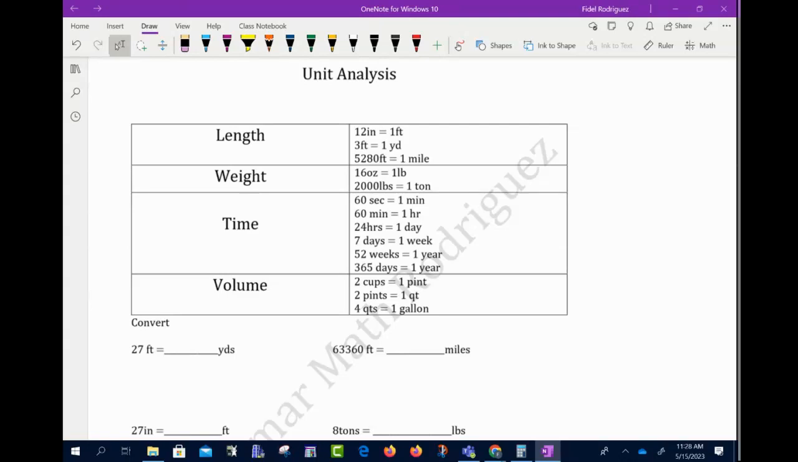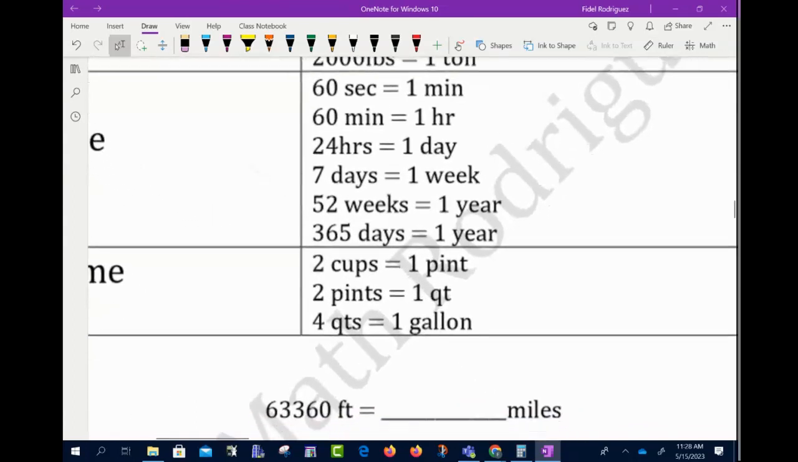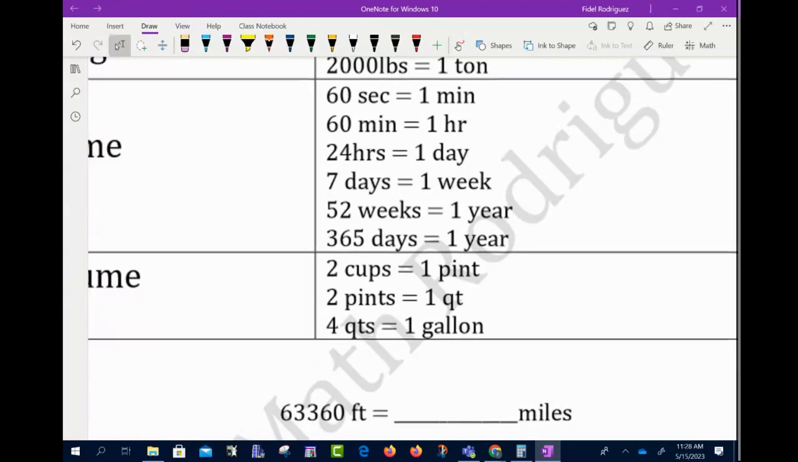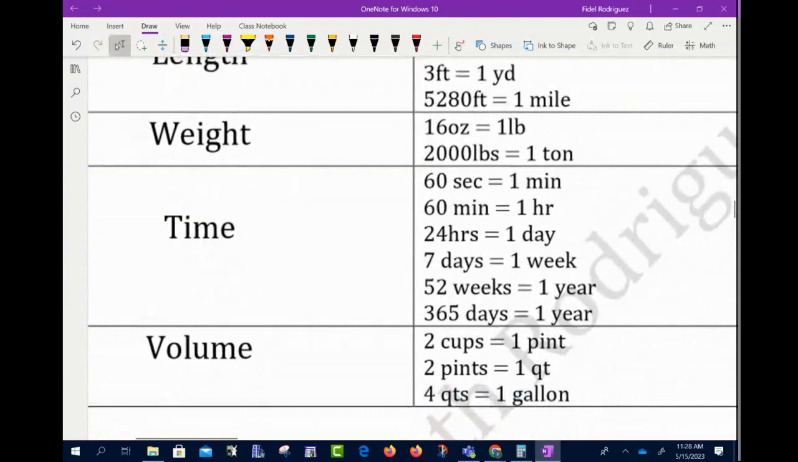Now, y'all, the second thing I'm going to do here is something we call unit analysis. It's just a fancy word, but some of the stuff we definitely know off the top of our head. I think most of us are pretty familiar with the time thing. 60 seconds in a minute, 60 minutes in an hour, and stuff like that. Now, when it comes to length, weight, and volume, we may not be as familiar with.